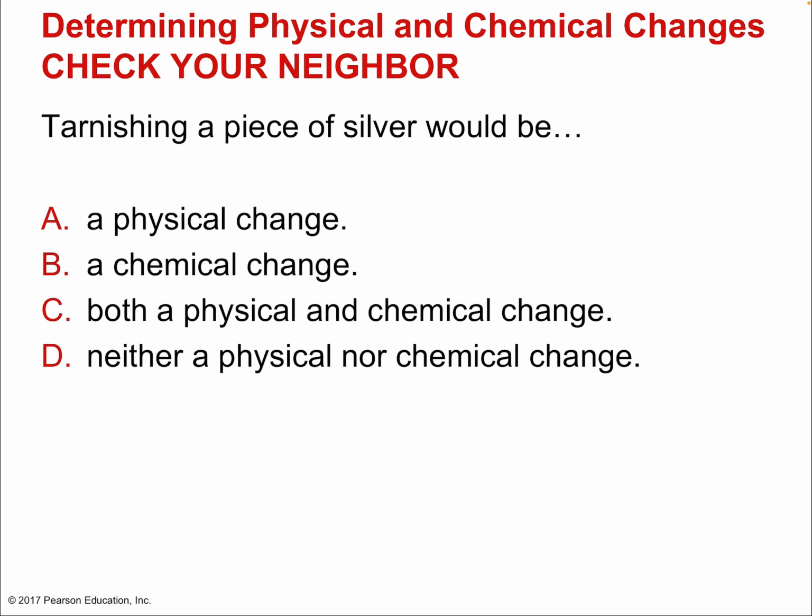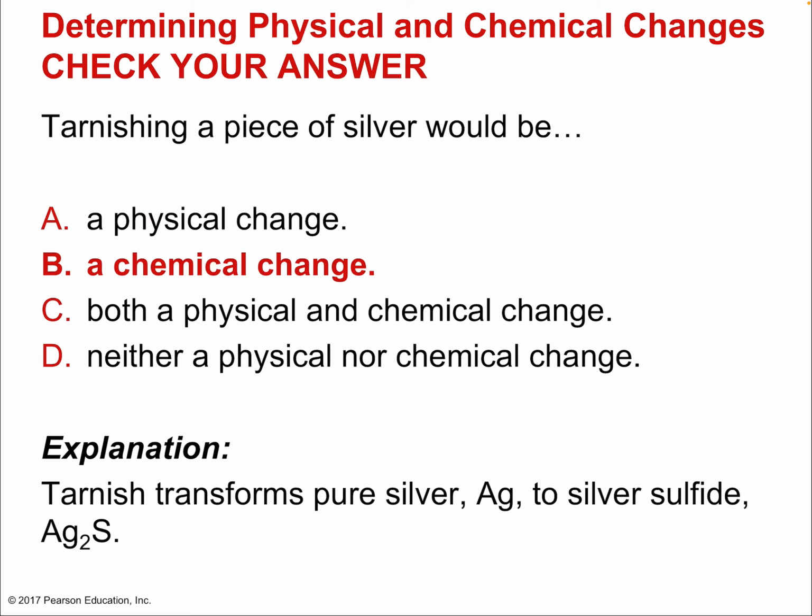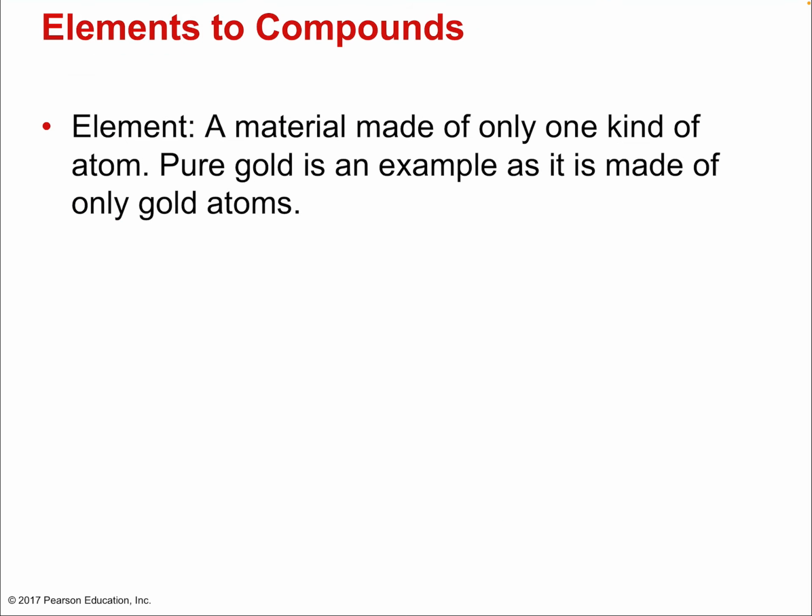Okay? All right. Tarnishing a piece of silver would be physical, chemical, both, or neither. Tarnishing. What do you think? What does that sound like? That's chemical, all right? So tarnish transforms pure silver, which is elemental silver from the periodic table, to silver sulfide, which is a molecule represented in molecular language as Ag2S. And we'll talk more about reading compounds at the end of this lecture. Okay, so to review, an element is a material made of only one kind of atom.